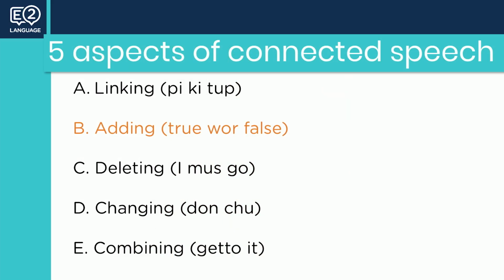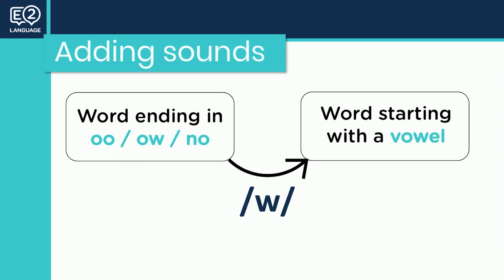Let's look at the next rule of connected speech. Magical stuff, eh? So sometimes we don't link. Sometimes what we do is add a sound that is definitely not in the spelling, like true or false. If we have a word ending in an oo, ow, or no sound, and the next word starts with a vowel, we add this little w sound. Now, I'm teaching these rules explicitly, okay? I don't want you to stress.